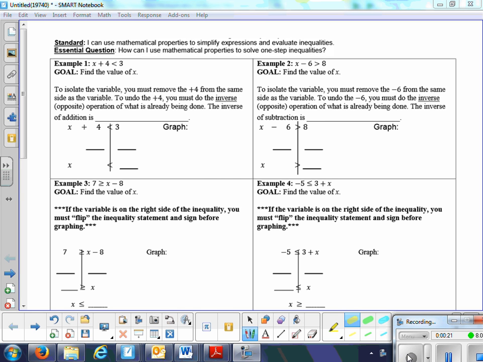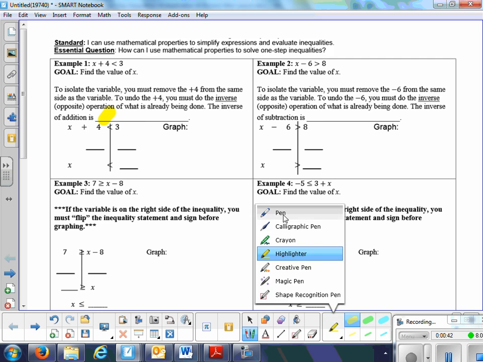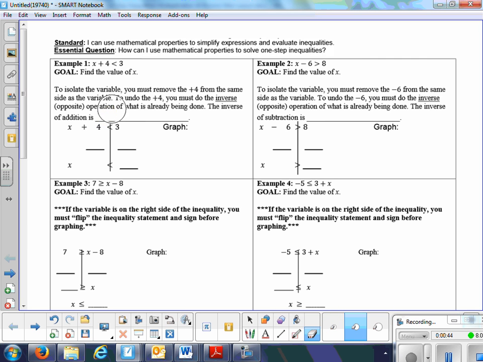When we look at example number 1, we have x plus 4 is less than 3. And of course our goal is to find the value of x. Remember that to isolate our variable, we want to do the opposite operation. So we have x plus 4, and the inverse, or the opposite of addition, is subtraction. So we are going to write subtraction for our fill in the blank.